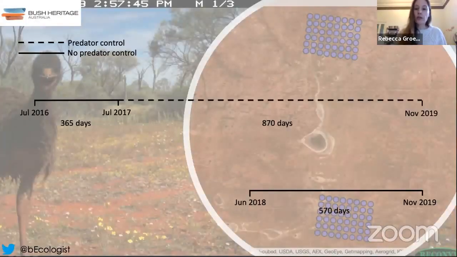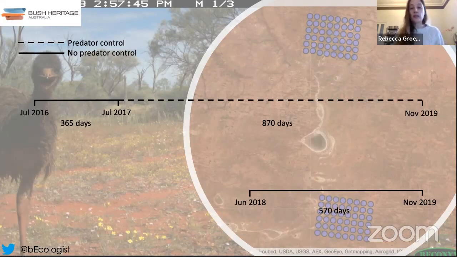Here is a timeline showing the operation of the grids. The northern grid was established prior to my PhD, and we started the second grid 2 years ago. The solid line indicates when no predator control is occurring, and the dotted shows when predator controls begin. Initially, we started with ground baiting for foxes, and then we increasingly trapped and shot both cats and foxes. Southern grid has no baiting at any time.